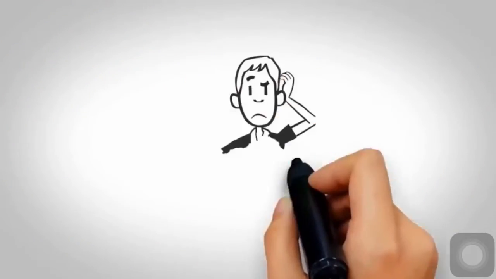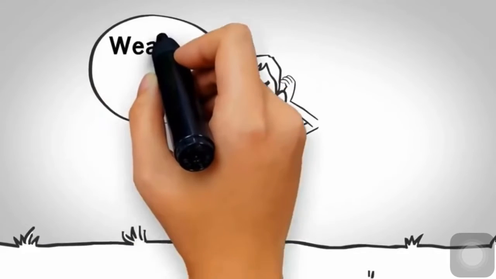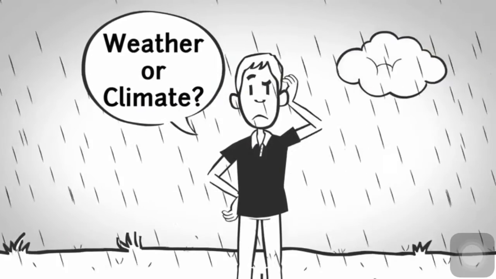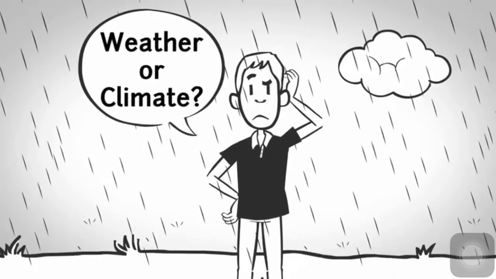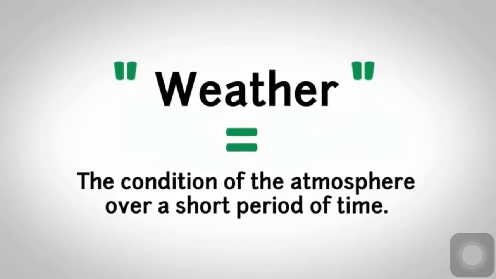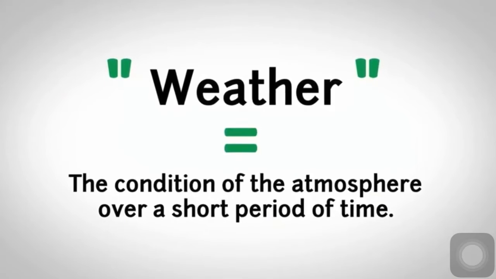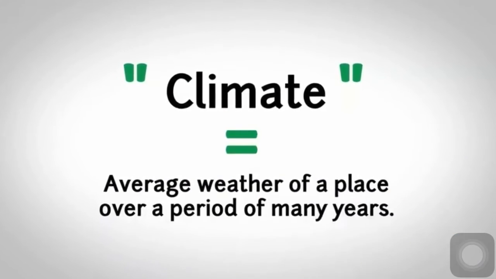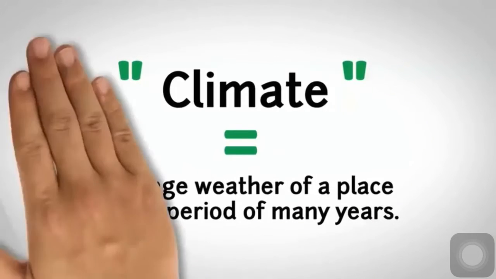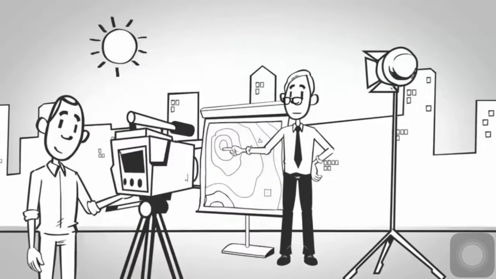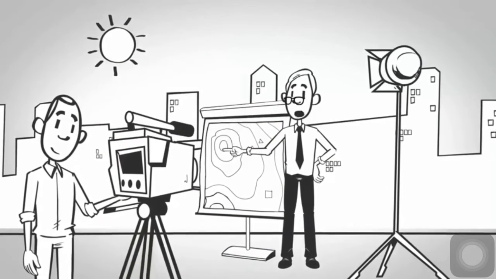Okay, so it's about weather and climate. Weather and climate are two similar words with very different meanings. As a result, many people end up using them incorrectly. Weather refers to conditions of the atmosphere over a short period of time, from minutes to days, while climate means average weather of a place over a period of many, many years. Weather is what TV presenters forecast, like sunny, cloudy, windy, storm, etc.